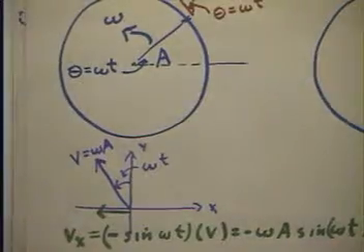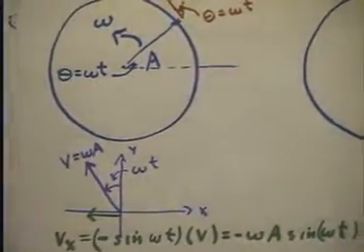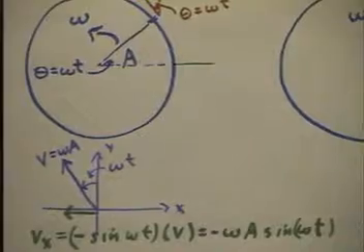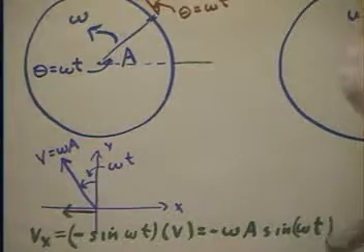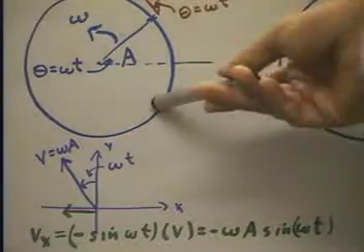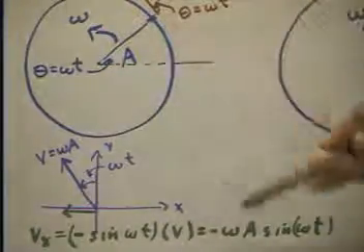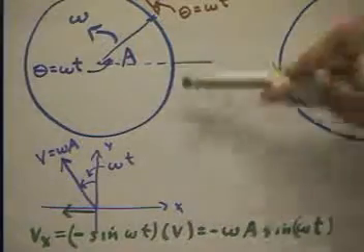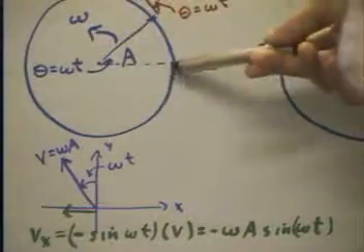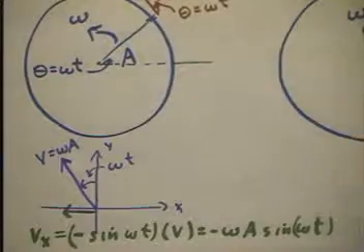The velocity is just omega a, so we see that the velocity function has to be negative omega a sine omega t. So the reference circle model, if we accept it, gives us the same result as the calculus for the x velocity here. And this would be the velocity of the pendulum that we're modeling with this system.